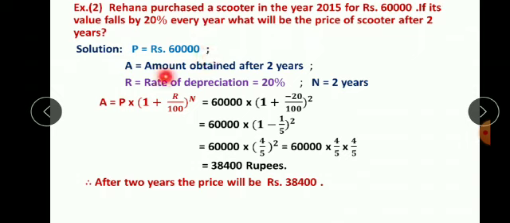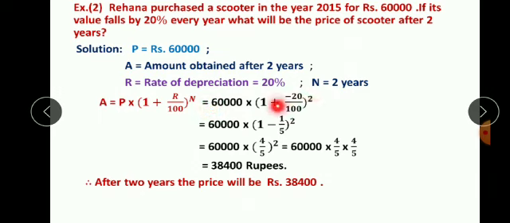Amount A is the amount obtained after 2 years, and R is what? The rate of depreciation, which is 20%. Depreciation means minus value. And N is equal to what? 2 years. So the formula is A is equal to P into (1 plus R upon 100) to the power N. Here R we will take as a negative value. So 60,000 into (1 plus minus 20 upon 100). The rate of depreciation is 20%, so minus 20 upon 100. It's squared because N is 2.